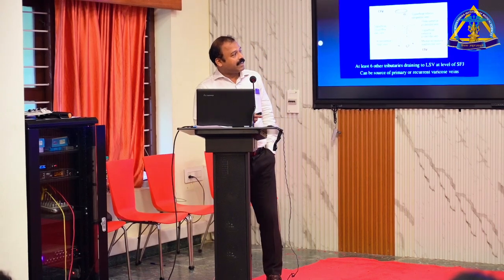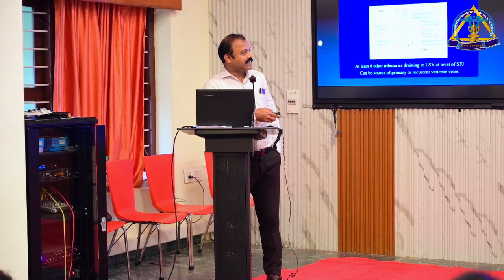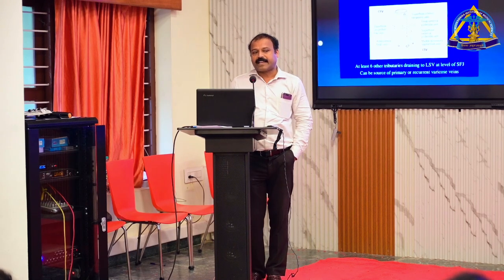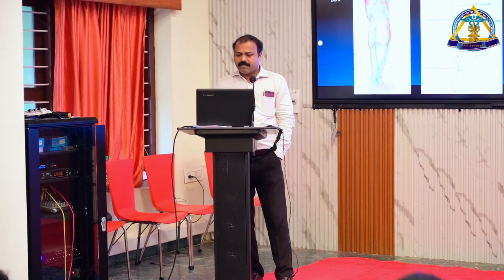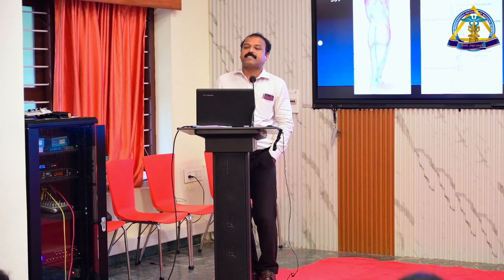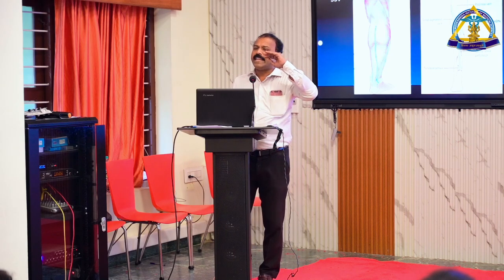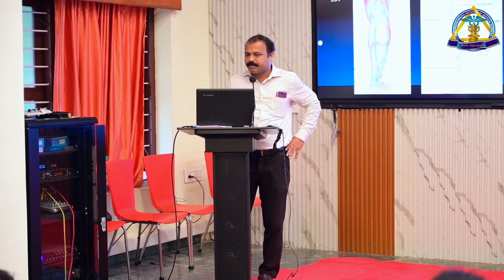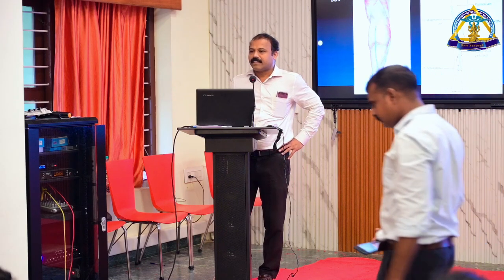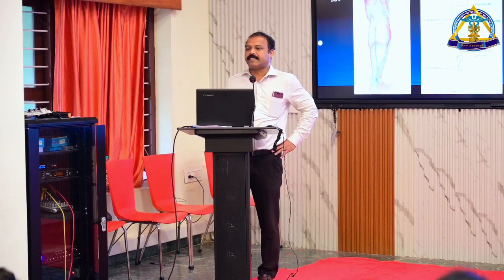So at least 6 tributaries draining to the LSV at the level of the saphenofemoral junction can be the source of primary or recurrent varicose vein. We have the superficial venous system, deep system and perforator system, 3 systems. What is the main draining system in the lower limb? Deep veins. This is the other way around in the lymphatic system.